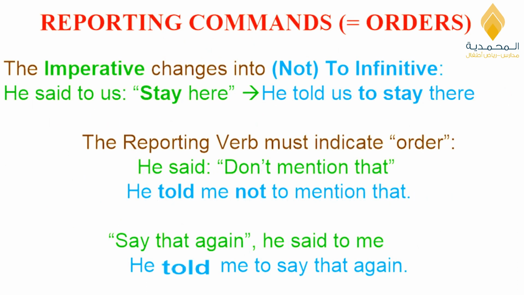Reporting commands or orders. The imperative changes into not to infinitive. He said to us, "Stay here." He told us to stay there. And notice here that we change here into there. The reporting verb must indicate order. He said, "Don't mention that." He told me not to mention that. "Say that again," he said to me. He told me to say that again.